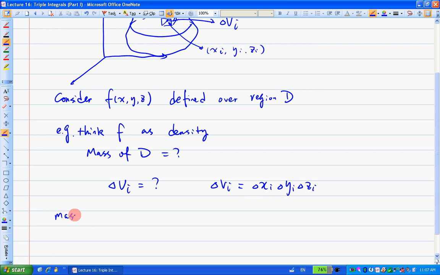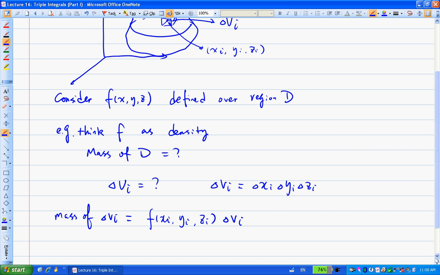Then the mass of this delta Vi is the volume multiplied by the density. It's a small box, so you can assume the density is even, not a variable, for this small box. And what is the value of the density? It's f(xi, yi, zi). This is the density, multiplied by delta Vi. So that's the mass for one small delta Vi.